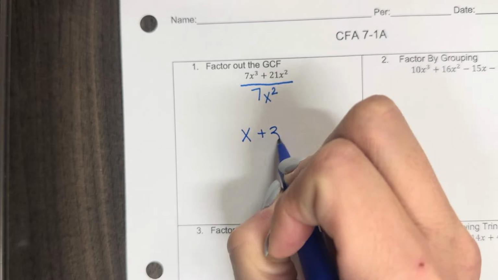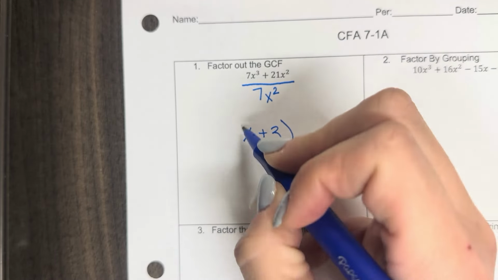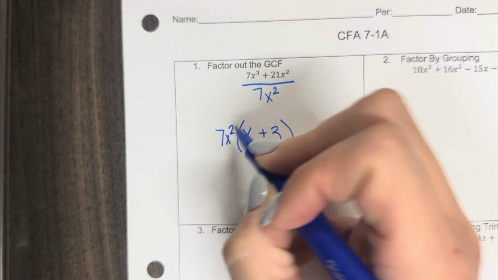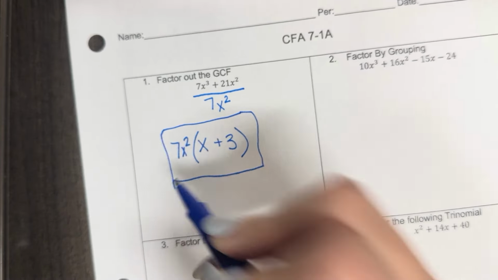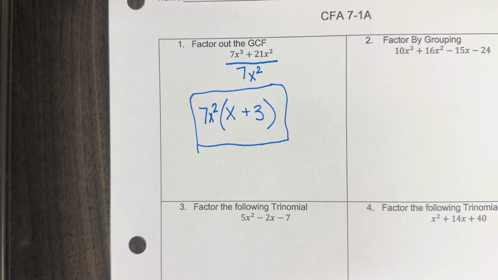21 divided by 7 is 3. Those x's cancel out. And then I put my GCF in front. That is the big piece. Make sure this is the format you are writing your answer in. When it asks us to factor, we have to have an answer that when we multiply it together, we get the original problem.